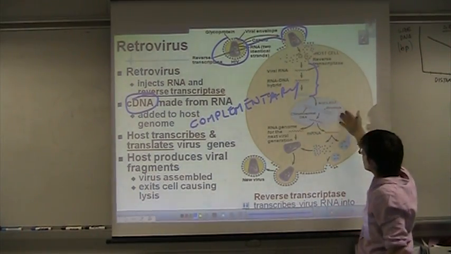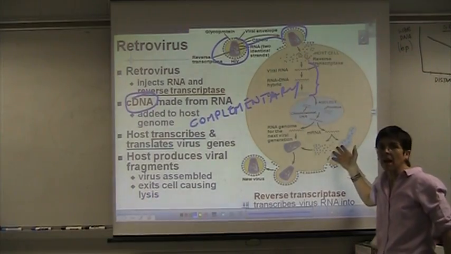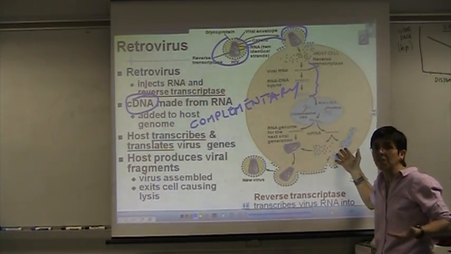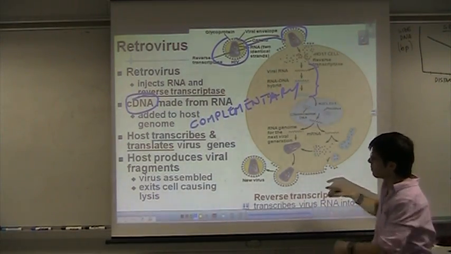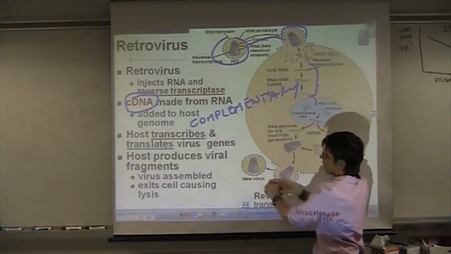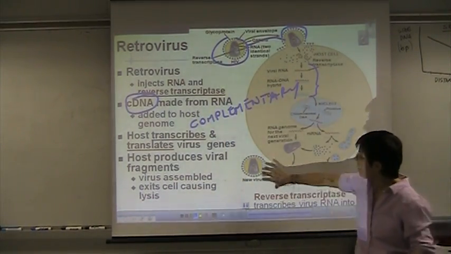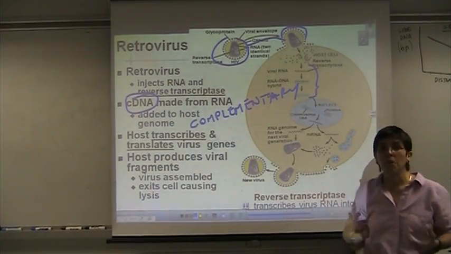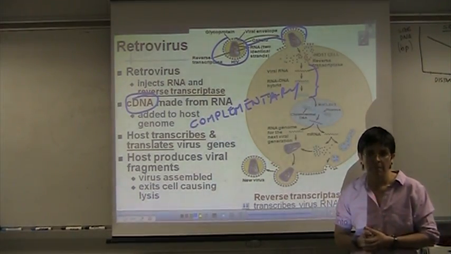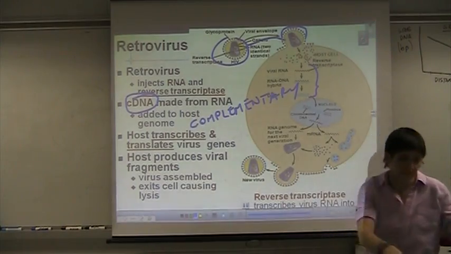What happens when you make a mutation here, when you make a mistake? That means that the proteins that you might make are going to be slightly different. And that means that the glycoproteins outside are going to be slightly different every time, as well as some of the other components of the virus.